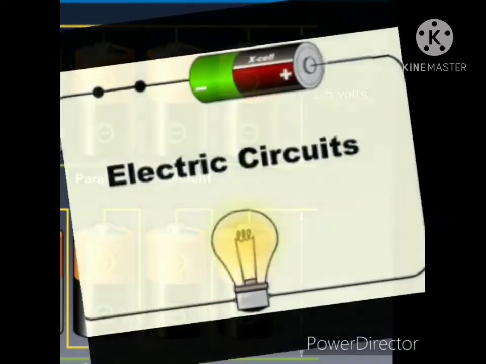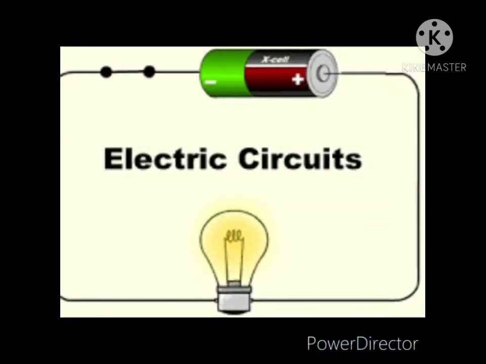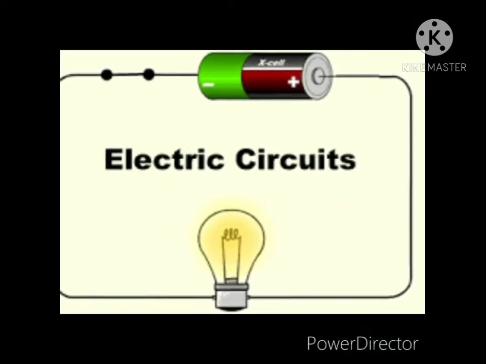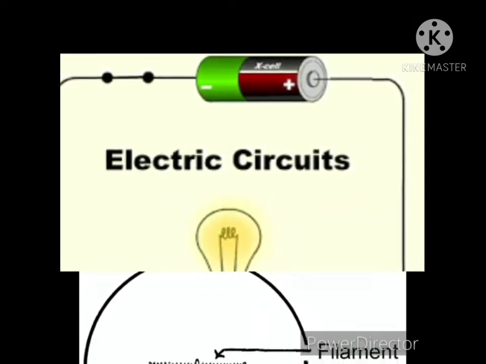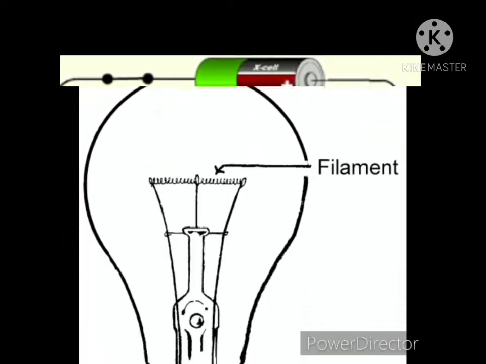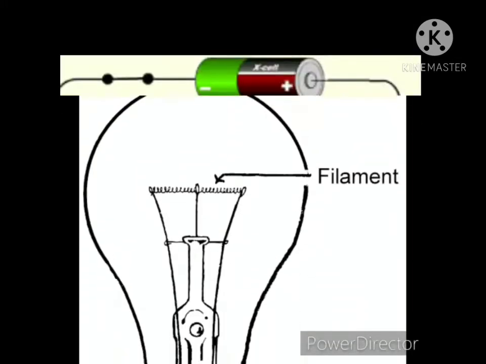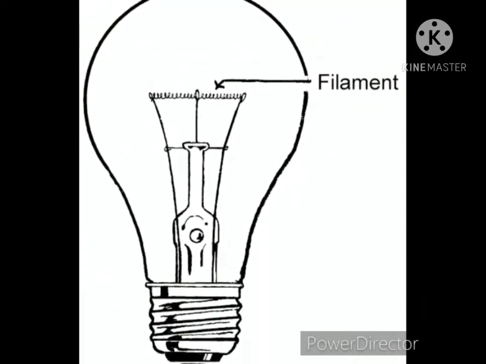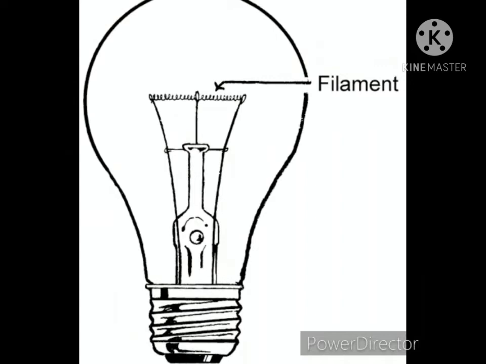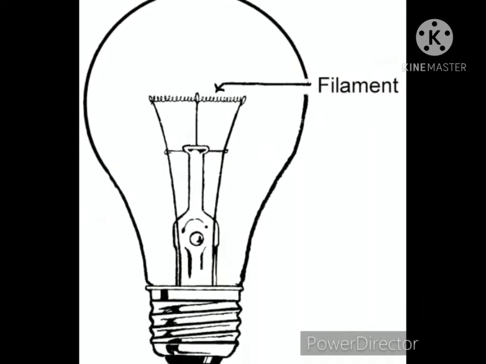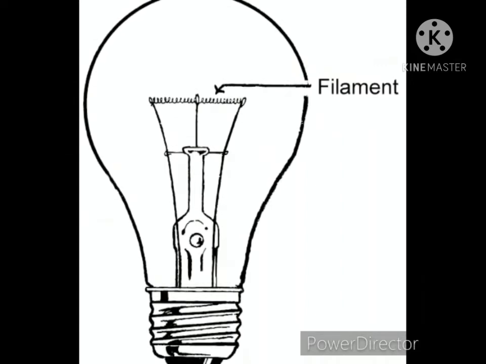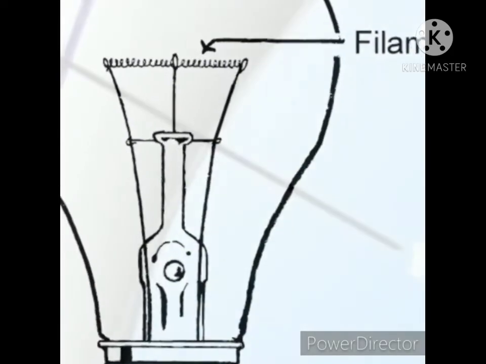Electric bulb. A bulb converts electrical energy into light energy. An electric bulb has a tiny coiled wire known as filament which gives off light. This filament is made of tungsten.